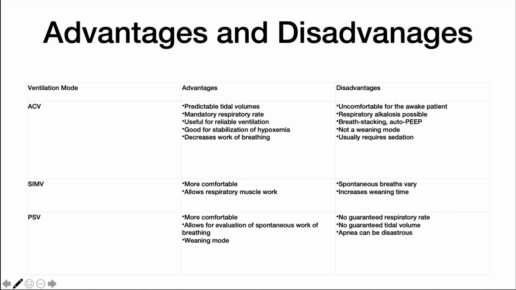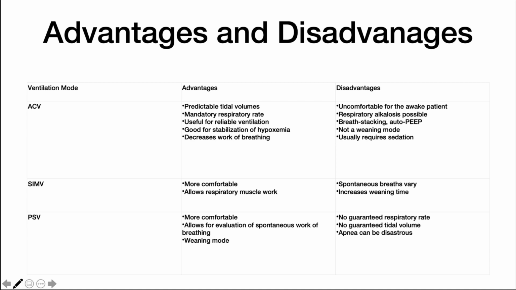Here we discuss some of the advantages and disadvantages of each mode of ventilation. The advantages of assist control mode are that we have predictable tidal volumes, we can set a mandatory respiratory rate, it's useful for reliable ventilation, good for stabilisation of hypoxemia, and decreases the risk of breathing. The advantage of SIMV is it's more comfortable and allows respiratory muscle work. So if your paralysis begins to wear off and the patient's in SIMV mode, they're not going to be bucking against the ventilator. Pressure support modes don't really exist in the pre-hospital environment unless you happen to have a Hamilton. But again, these are more comfortable and they allow for evaluation of spontaneous breathing.